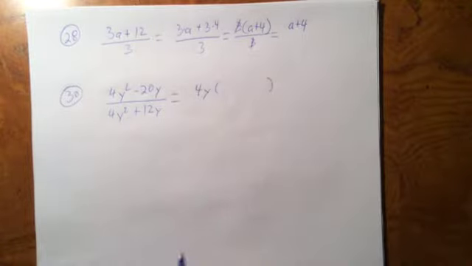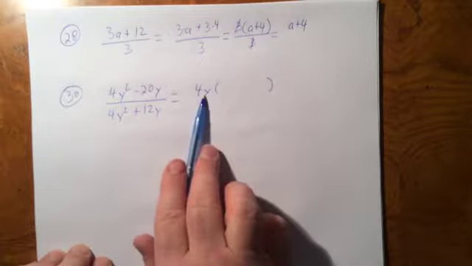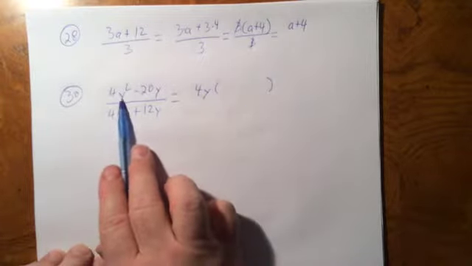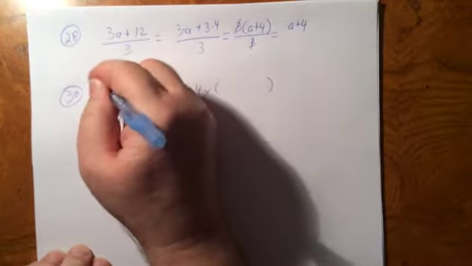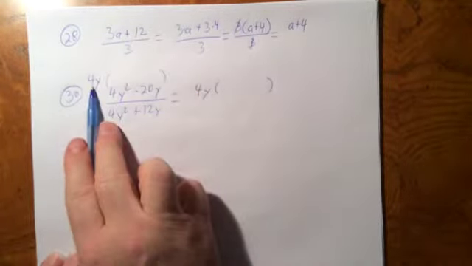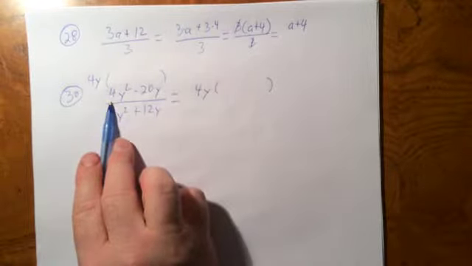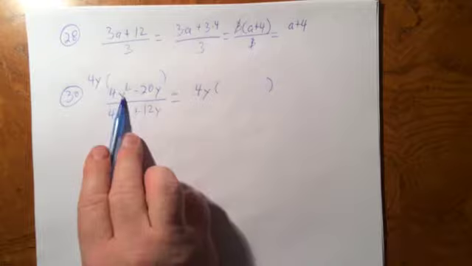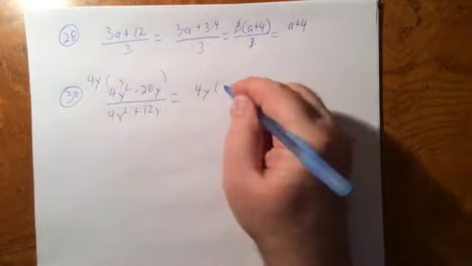What will we have left when we factor 4y out? Well, 4y times what will give us 4y squared? Let me demonstrate this up here. Here I'm rewriting the greatest common factor. 4 times what is 4? That's 1. Y times what is y squared? Well, y times y should give you y squared. So I'm going to put that over here.